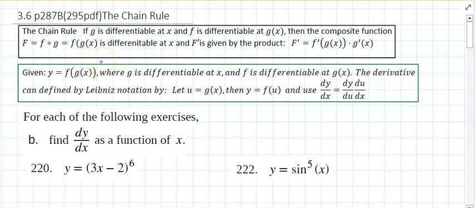Section 3.6 talks about the chain rule. So here we're trying to take a derivative of a function within another function.